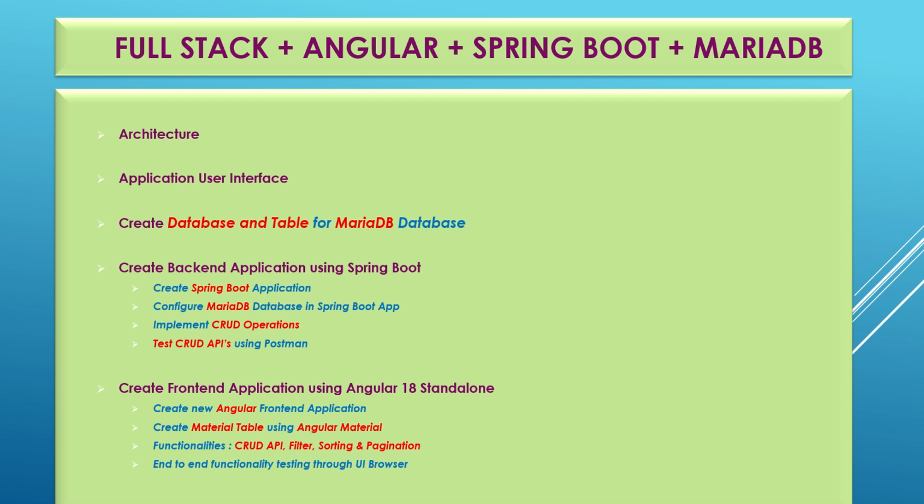Angular version 18, and we will create our Angular 18 standalone application. Next we will create our material table using the Angular Material library, and we are going to implement CRUD APIs. Alongside that we are also going to implement some important features like filters, sorting and pagination with the help of Angular Material. And finally we will test our functionality end to end through the UI in the browser and verify the result on the MariaDB database side. So this is about all the points which we are going to cover in sequence. I will request you to please watch this from start to end.